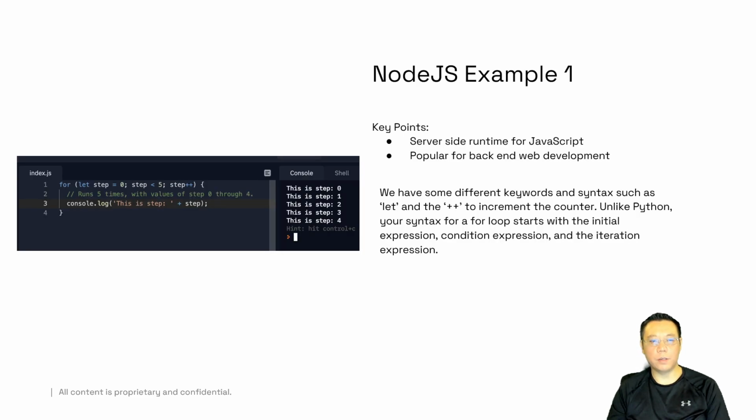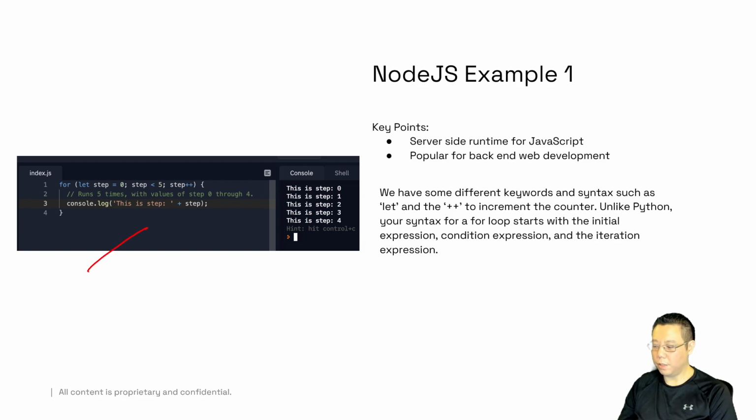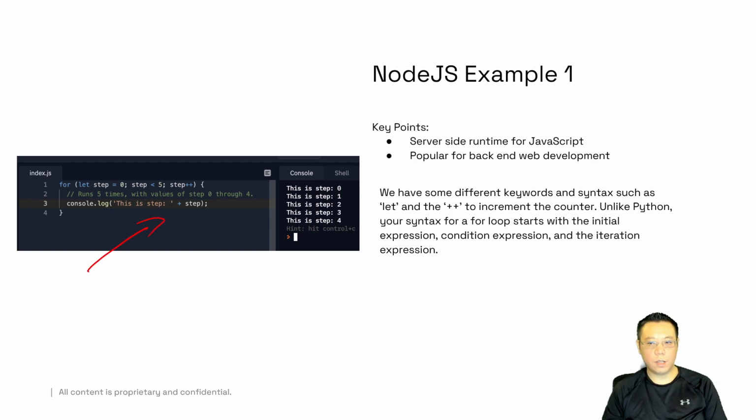How about a Node.js example? Well, we have a for loop right here, and we're going to print this out in a series of iterations 5 times. Notice that the syntax is a little bit different. Stop and think about what the video is and what the syntaxes look like, what they mean to you from a Python perspective.